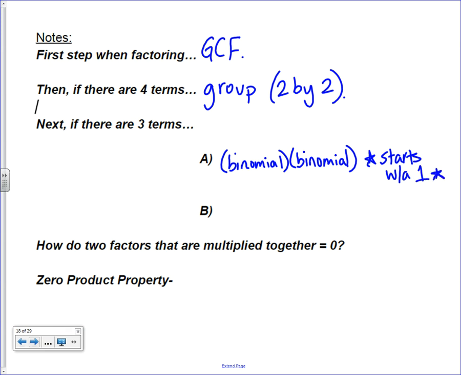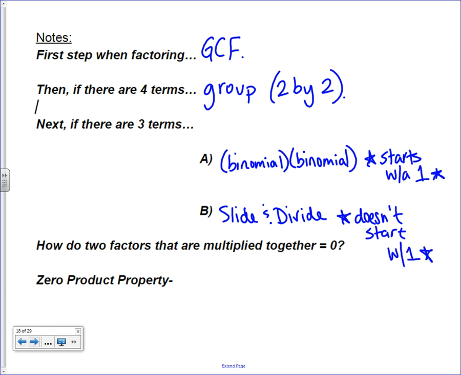Okay. If it doesn't start with a 1, we have to slide and divide. Is this all right for everybody? We sure? Okay.